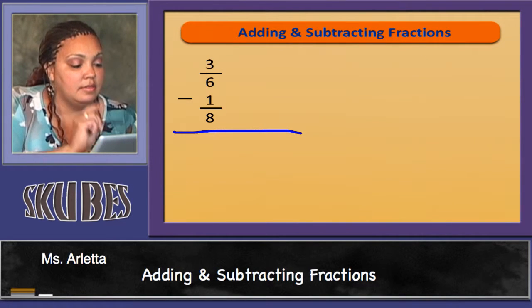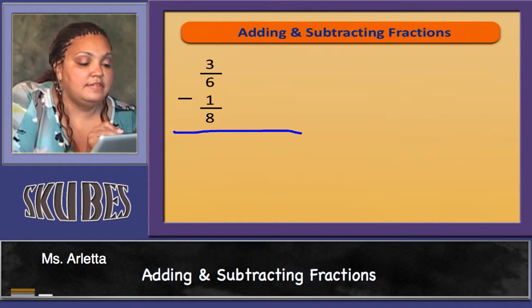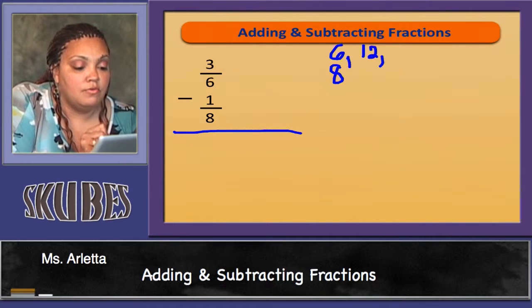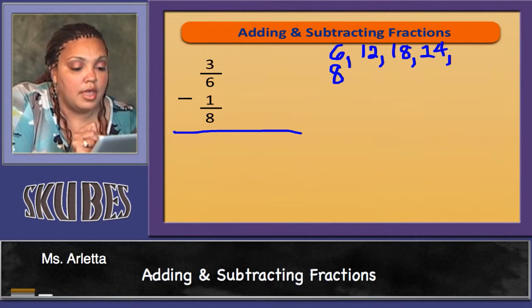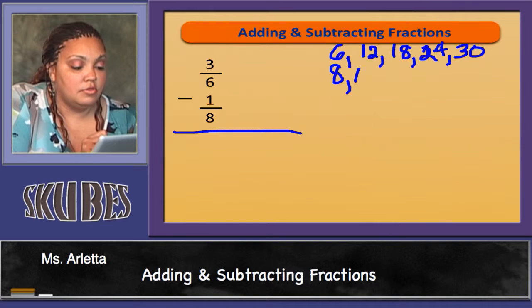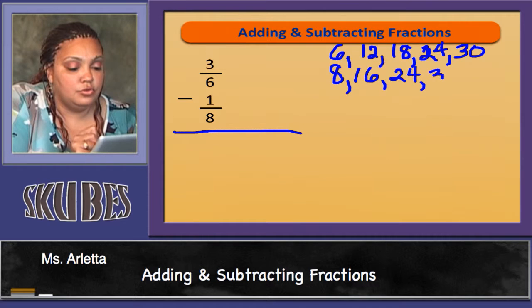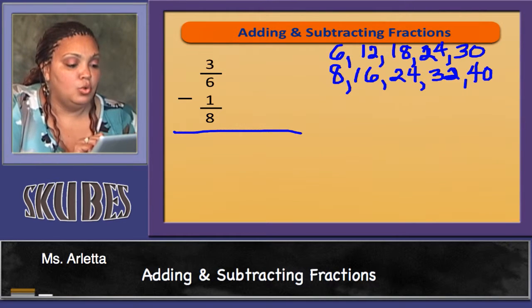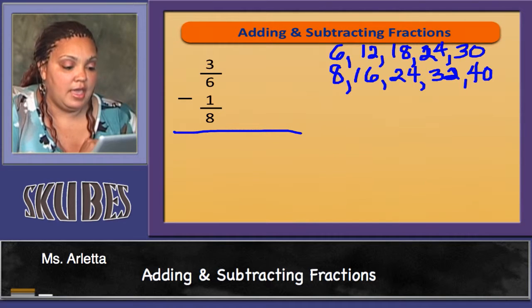3/6 minus 1/8. I see a 6 and an 8 as denominators. We need to get our multiples of 6 and 8. 6, 12, 18, 24, and 30. 8, 16, 24, 32, and 40. Do you see any numbers in common with your multiples of 6 and your multiples of 8?